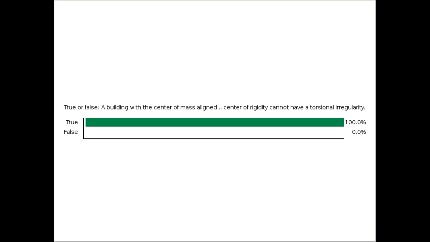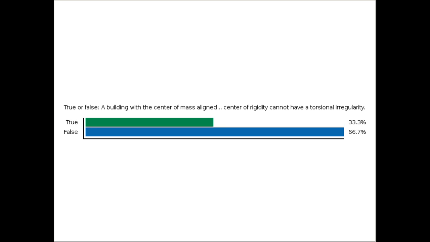This one's a true or false. Is it true or false? A building with the center of mass aligned with the center of rigidity cannot have a torsional irregularity. Is that statement true or false? A building with the center of mass aligned with the center of rigidity cannot have a torsional irregularity.